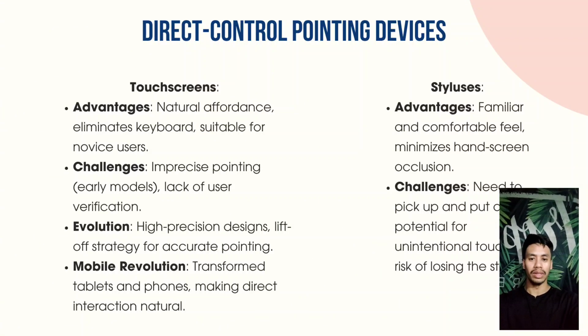Direct control pointing devices. Direct control pointing devices allow users to interact directly with the screen. Touch screens. Advantages: natural affordance, eliminates keyboard, suitable for novice users. Challenges: imprecise pointing in early models, lack of user verification. Evolution: high precision designs, lift-up strategy for accurate pointing. Mobile revolution: transforms tablets and phones, making direct interaction natural.